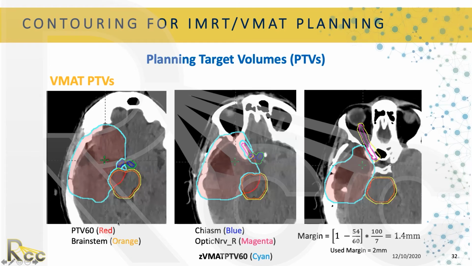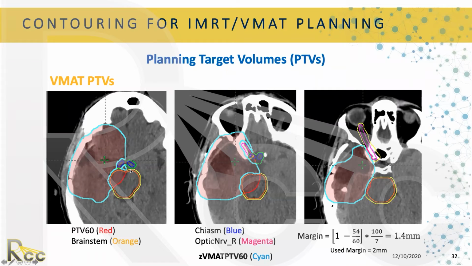And here is the example. So here you can see the PTV is the red. This is the PTV that I want, and the physician wants to get 60 gray. But then, of course, you have these overlapping structures. Here, the chiasm is in blue. The brainstem is in orange.